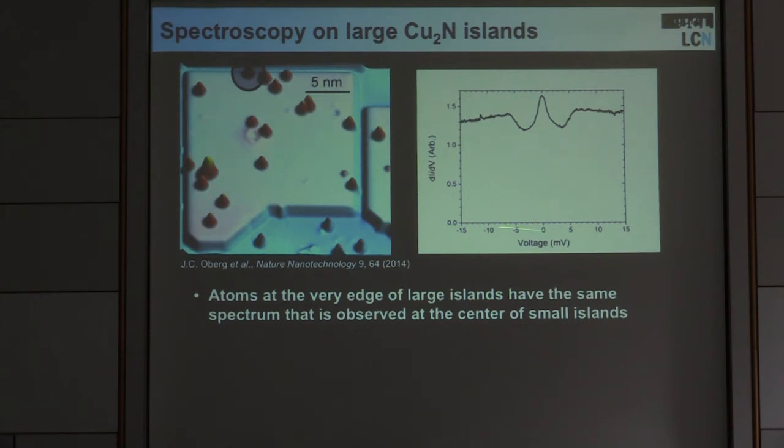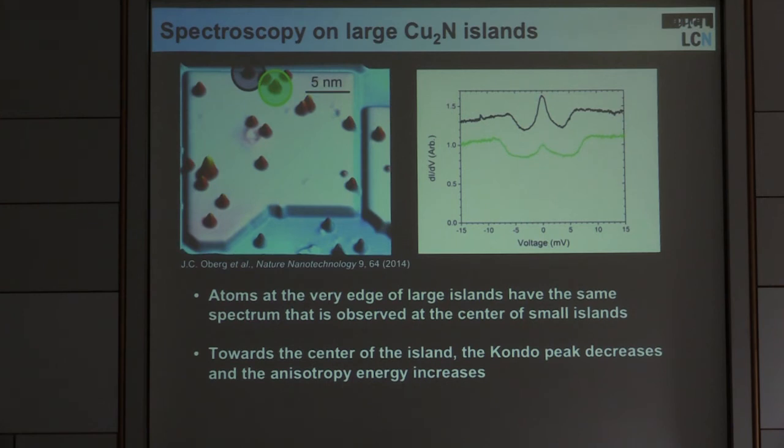Again, we're going to do dI/dV as a function of voltage between plus and minus 15 millivolts. For this cobalt atom on the edge of a large copper nitride island, again, we see a peak at zero bias, and we see these steps at about 5 millivolts. So this looks more or less the same as what you saw before. But now, if I move from the edge atom to a little bit closer to the center, you notice that the signature has changed. The Kondo peak has gotten weaker, the inelastic tunneling step has moved to slightly higher energy, so something is now different.